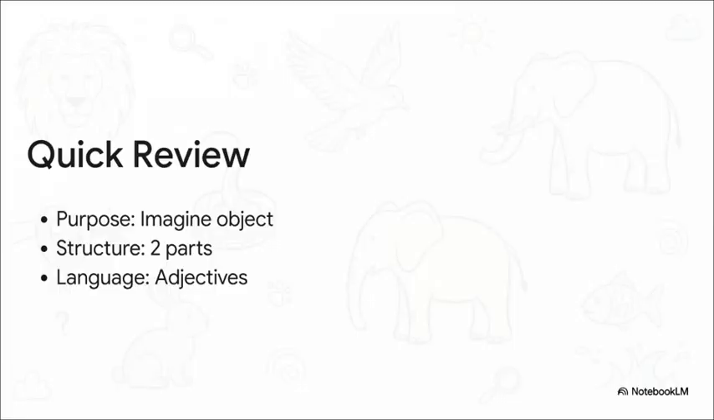So before we move on, let's just do a really quick review checkpoint to lock this all in. The entire purpose of this text is to help the reader imagine the object clearly. The structure is always identification first, followed by the description. And your two best friends for getting this done are adjectives and the simple present tense. You are absolutely crushing it. You are totally ready for the next step.